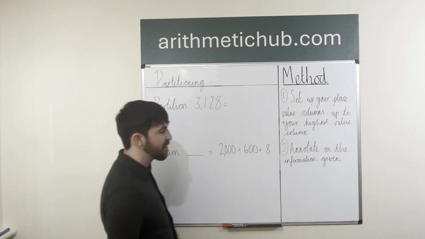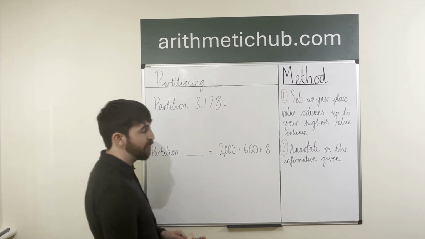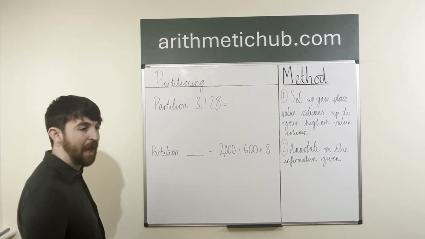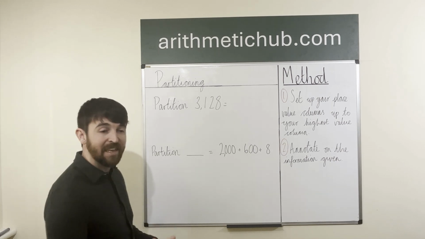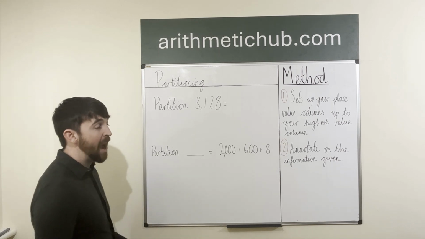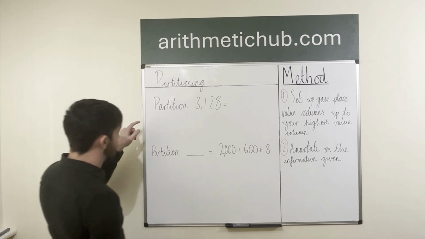The second part says annotate on the information given. Annotation is going to be really helpful as you go through school to just help you to say, okay, this is going to help me with this question. It's adding on your key information. So annotating is when we write it on. So let's have a look how I would annotate this first question.